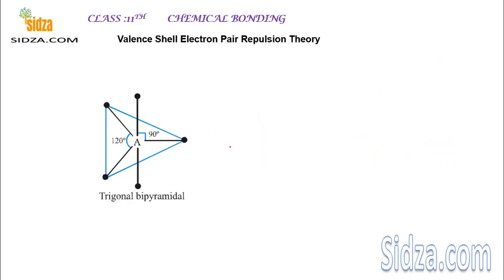Now what if you replace 2 bond pairs by lone pairs? Okay, so let me introduce here a lone pair and here also a lone pair. Then what will be the shape? The shape will look like this.